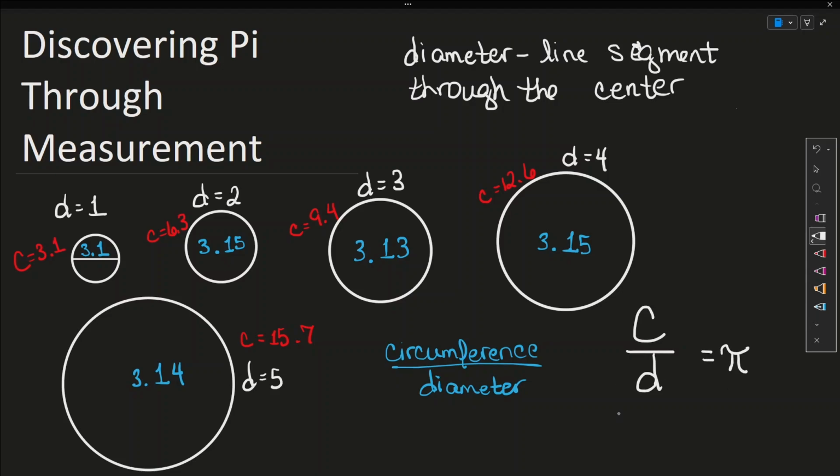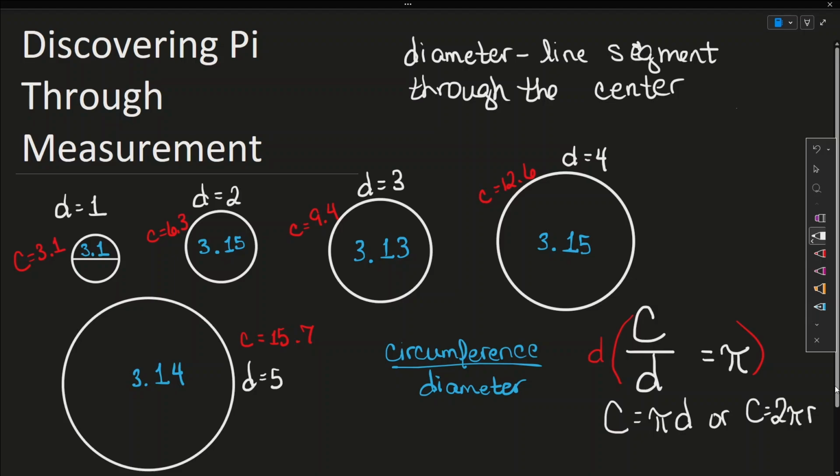If we multiply both sides of this equation by d, we end up with that C is equal to pi times the diameter. Or, since the diameter is 2 times the radius, 2 pi r, our formula for circumference.